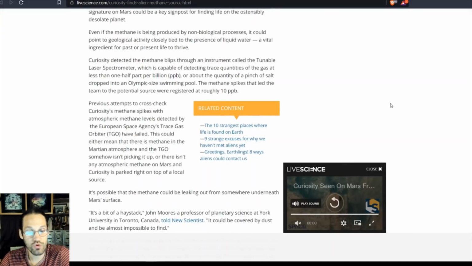Previous attempts to cross-check Curiosity's methane spikes with the atmospheric methane levels detected by the European Space Agency's Trace Gas Orbiter, the TGO, have failed. This could either mean that there is methane in the Martian atmosphere and the TGO somehow isn't picking it up, or there isn't any atmospheric methane on Mars and Curiosity is parked right on top of that local source. Now that right there is super exciting.